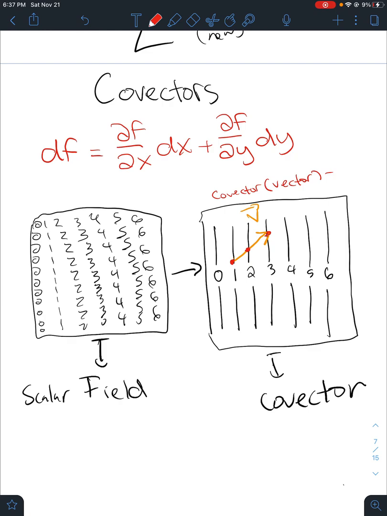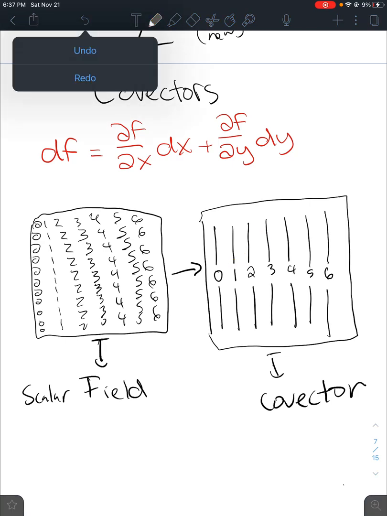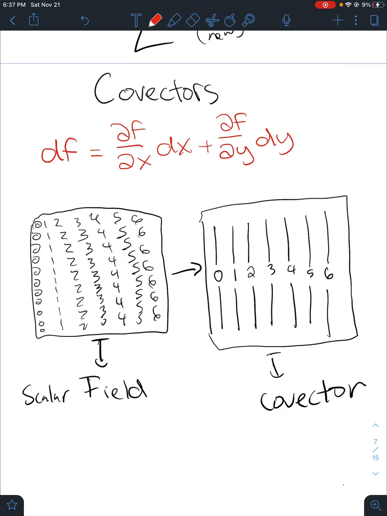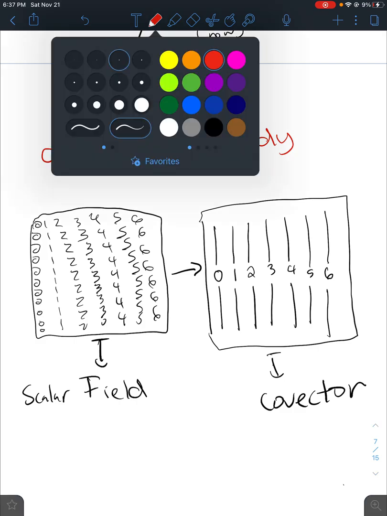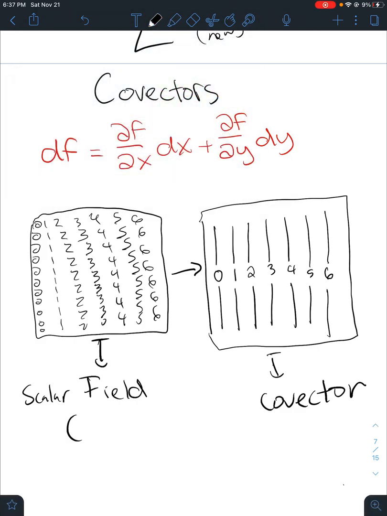That's a brief rundown of covectors, and it turns out that we can transform any scalar field into a covector. That's where the beauty of covectors lies. And we can do integration with these covectors, and we'll do that in a future video. So this is a scalar field F, and dF is a covector field. In this case, it's just one covector, but it turns out we can have a field of covectors.